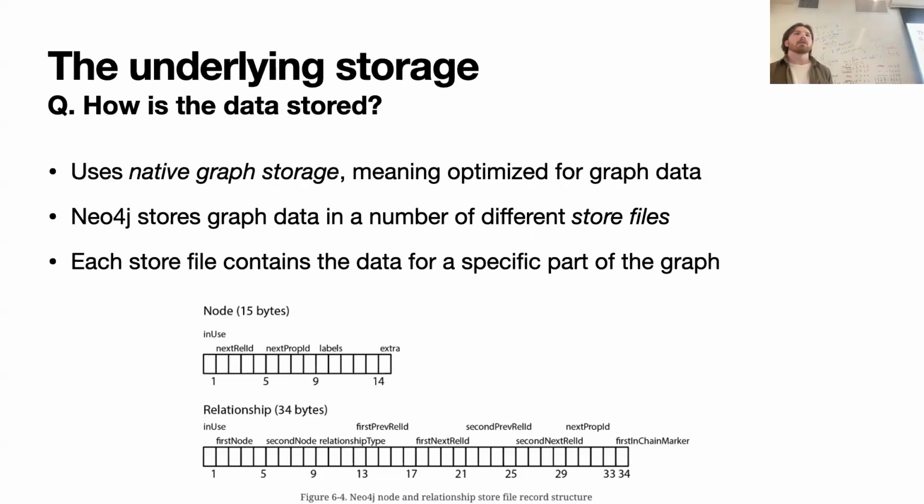If a node has multiple relationships, what does the next relationship ID exactly mean? Like for the node file? At the first, like, next relationship ID. It's a great question.